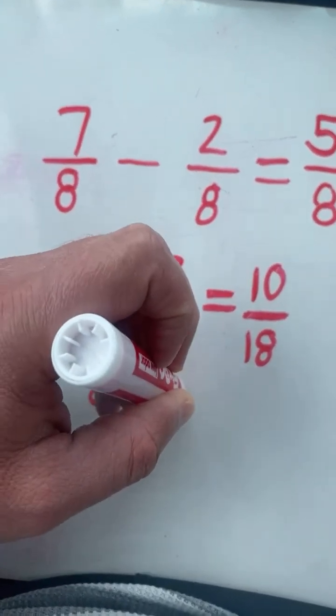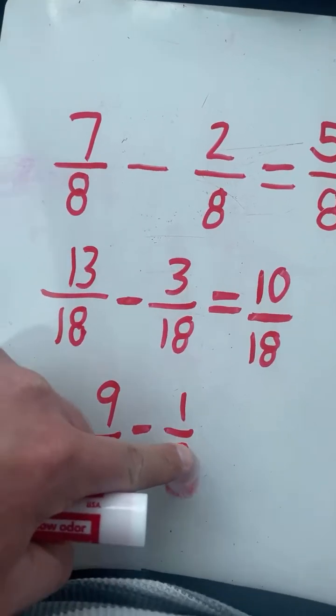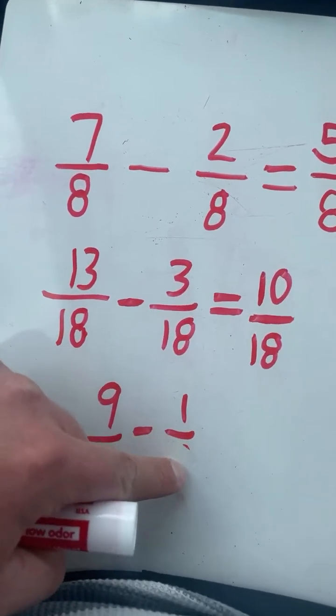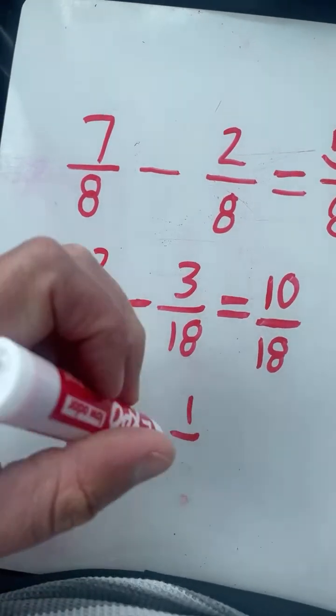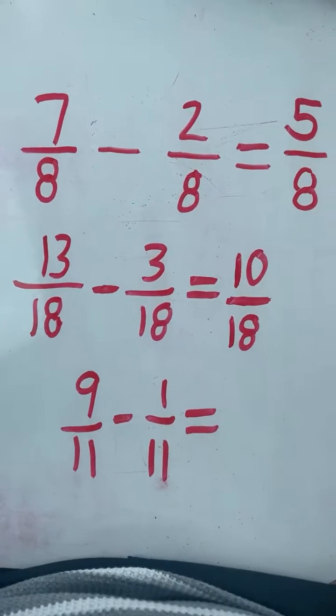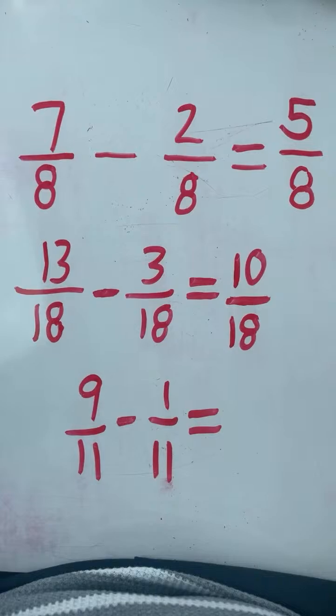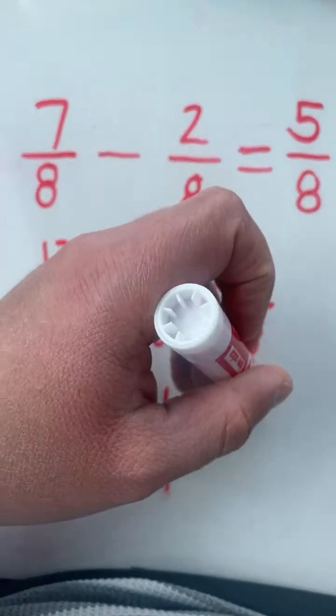9/11 minus 1/11. I don't know why I put an 8 down there. 9/11 minus 1/11. So step 1, we subtract our numerators. 9 take away 1 equals 8.